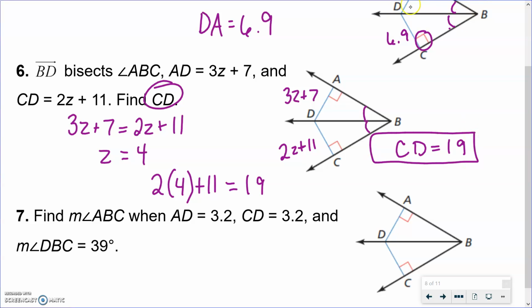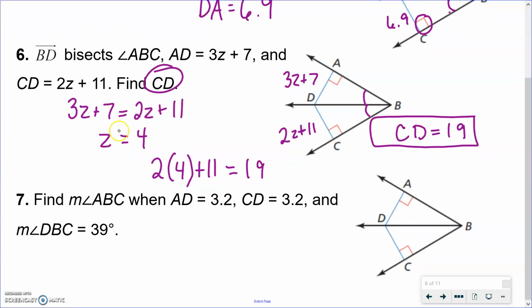Okay, all right. Now we're going to look at this one. Find the measure of angle ABC when AD is equal to 3.2, CD is 3.2, and the measure of DBC is 39 degrees.